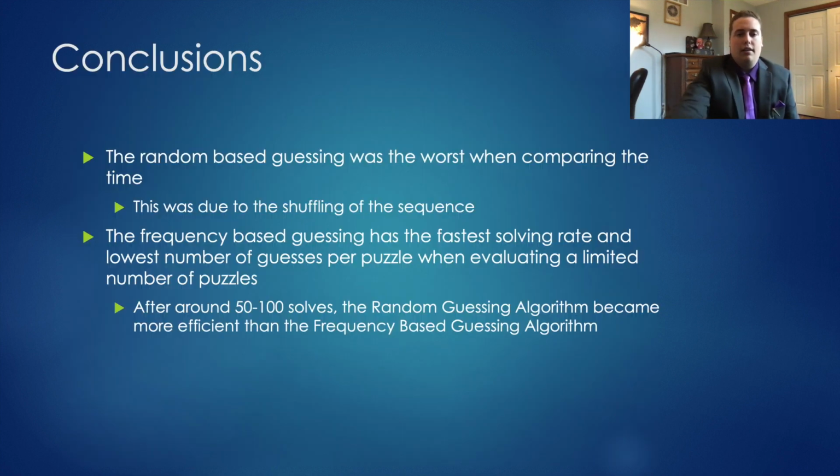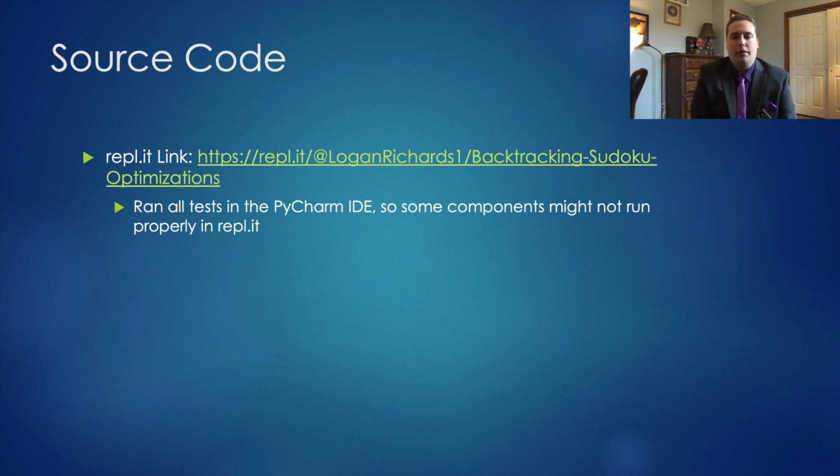This led me to the conclusion that the random-based guessing, first of all, was the worst when comparing the time, but this was only due to the shuffling of the sequence in the algorithm. And then the frequency-based guessing algorithm had the fastest solving rate and the lowest number of guesses per puzzle only when you were evaluating a limited number of puzzles, so around 50 to 100. But after that, based on my data, it seemed like the random guessing algorithm became more efficient than the frequency-based guessing algorithm.